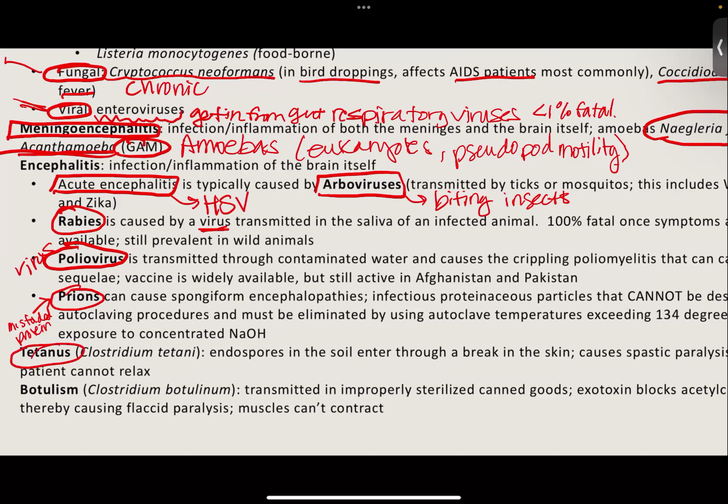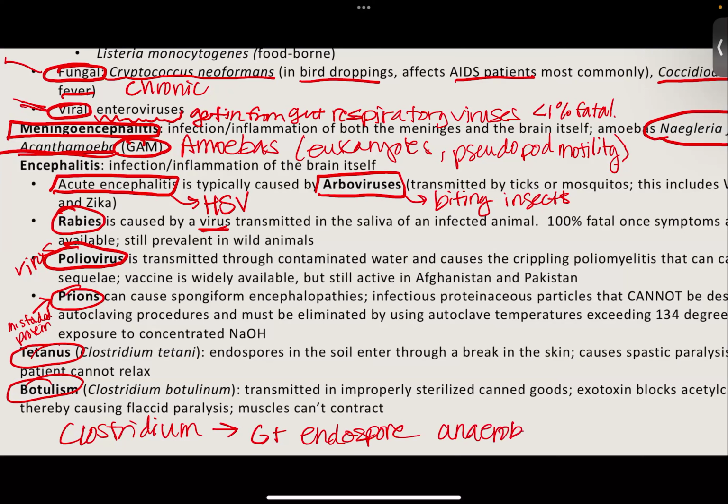All right, we have tetanus and botulism next. These are both caused by Clostridium species. And that means all Clostridium are gram-positive, endospore-forming anaerobes. Always, okay? So they're strict anaerobes. They hate and will die from oxygen. They cannot handle it. So they're only going to express their diseases in deep tissue.